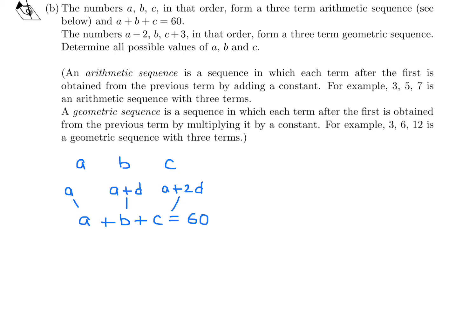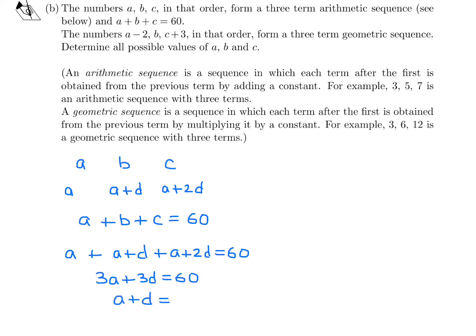I can just substitute these guys in there. And if I do, I get A, B is A plus D, and C is A plus 2D. And that equals 60. So that means 3A plus 3D is equal to 60, and therefore A plus D is equal to 20. Now A plus D is the same as B, so that means B is equal to 20. So there you go. In a very quick way, we got the actual numerical value for B.